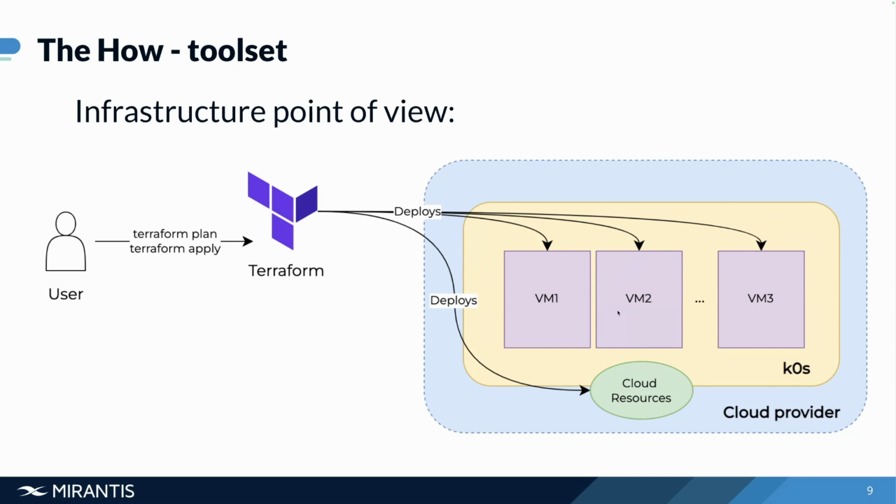Basically, what I will need is a bunch of VMs and cloud resources like subnets, volumes, etc. We don't really care about all those things during this tech talk because I will describe it later. And on top of these VMs and cloud resources, I will deploy a k0s cluster. k0s is a Kubernetes cluster.